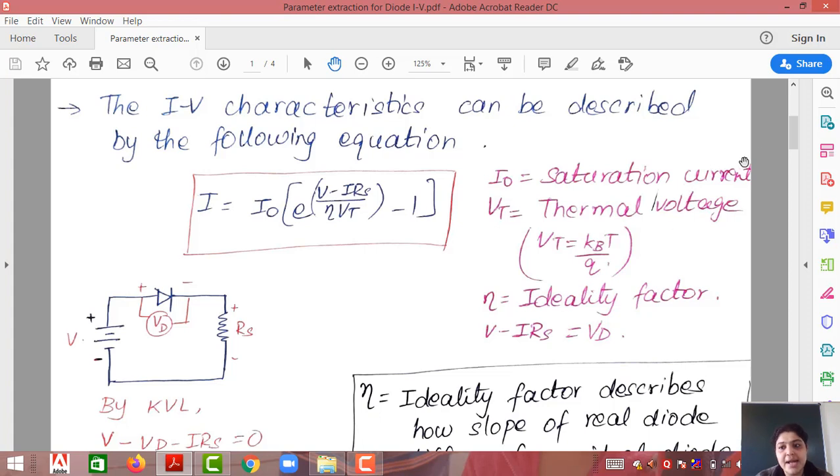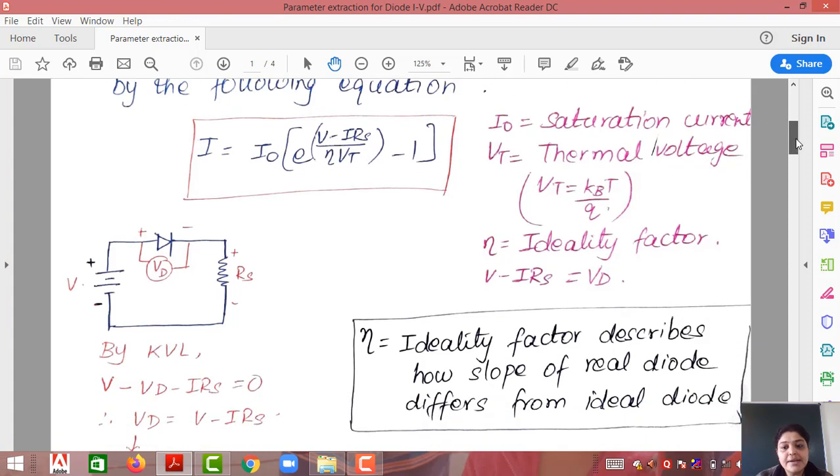Now what exactly is the ideality factor? It describes how the slope of a real diode differs from an ideal diode. To explain in more detail, suppose an ideal silicon PN junction diode has a threshold voltage of 0.7 volt, but practically the diodes which we use do not have exactly 0.7. There is a slight fluctuation. This fluctuation is defined in terms of the ideality factor.